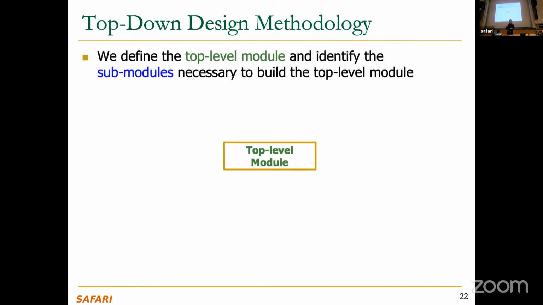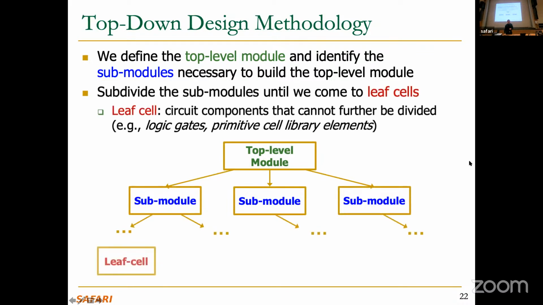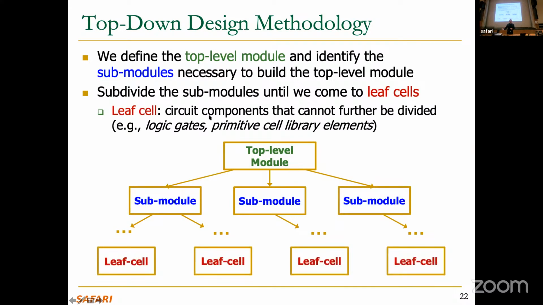Okay, so as I said, there are multiple design methodologies, top-down and bottom-up. I alluded to it. But you can start with the top-level module and then identify sub-modules that are necessary to build the top-level module. And then you can subdivide the sub-modules until you come to the leaf cells. So this is top-down design.